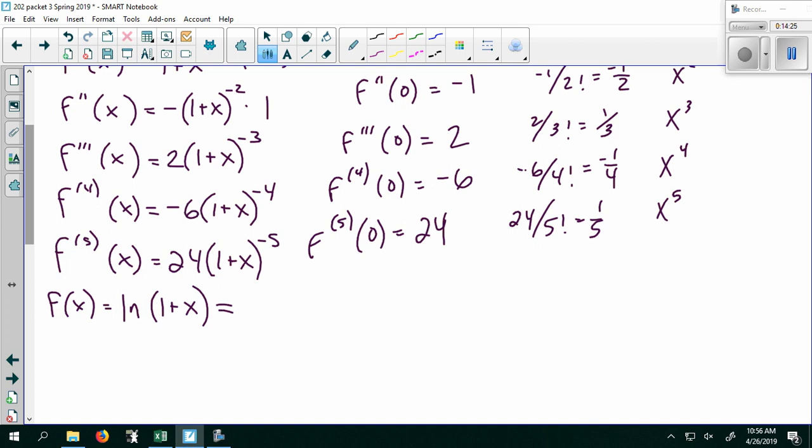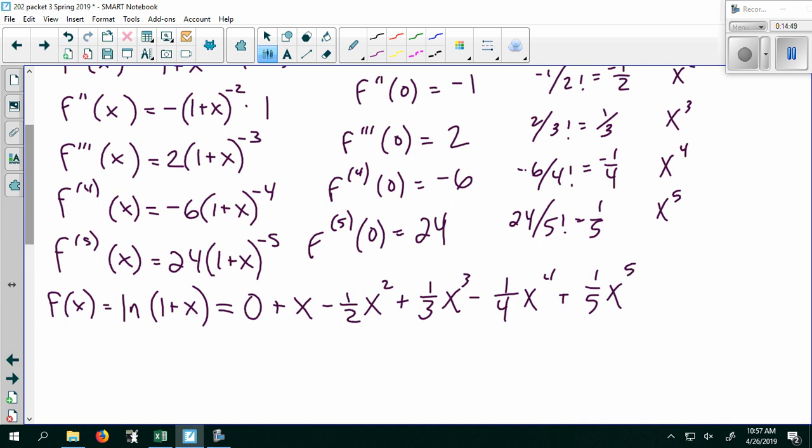So I have my coefficients times my values of x. So my first coefficient was 0, so I wouldn't normally write it down, but I'll just put it there. Then I have 1x minus 1/2 x squared plus 1/3 x cubed minus 1/4 x to the 4th plus 1/5 x to the 5th minus, keep going like that.